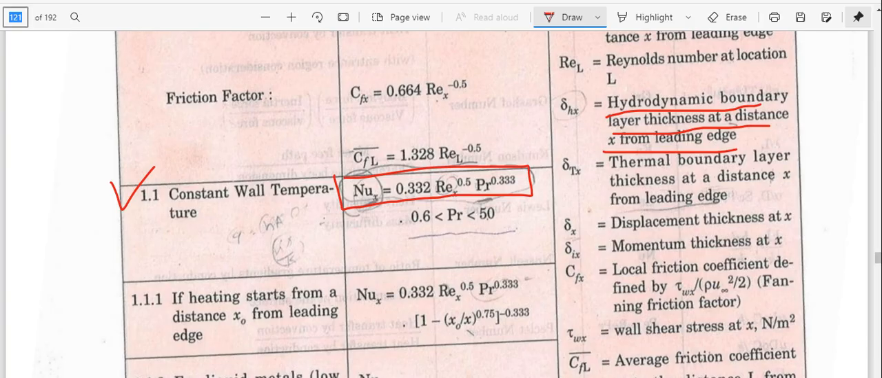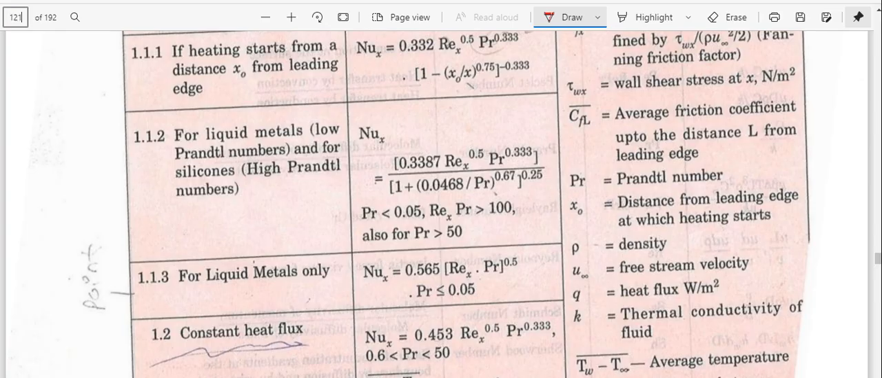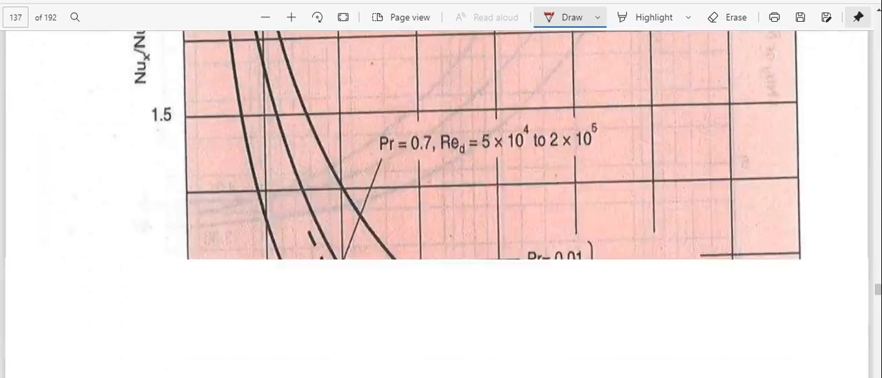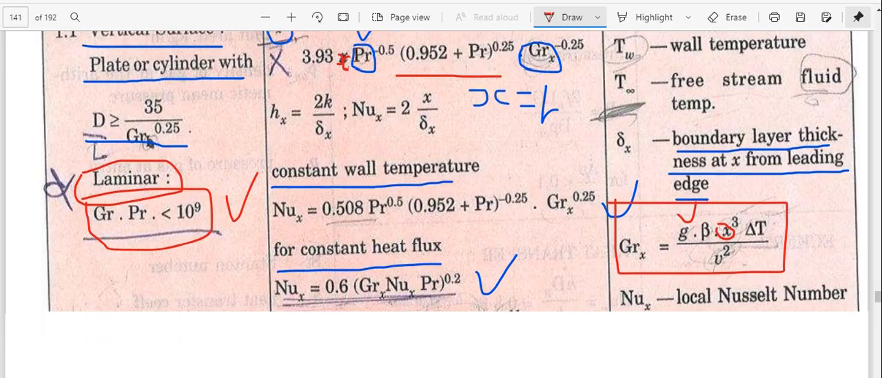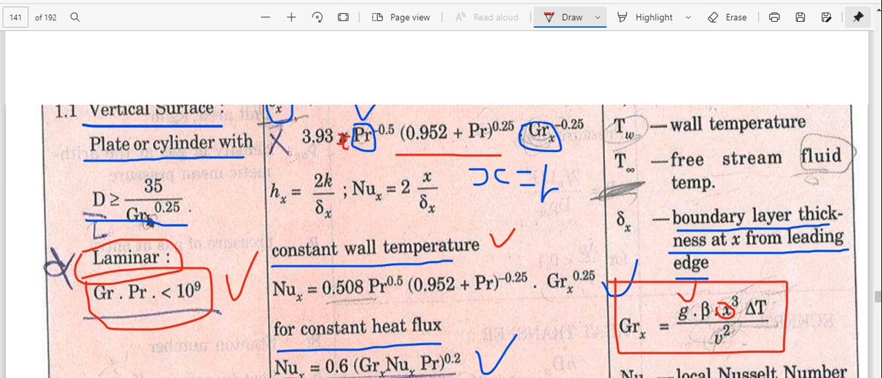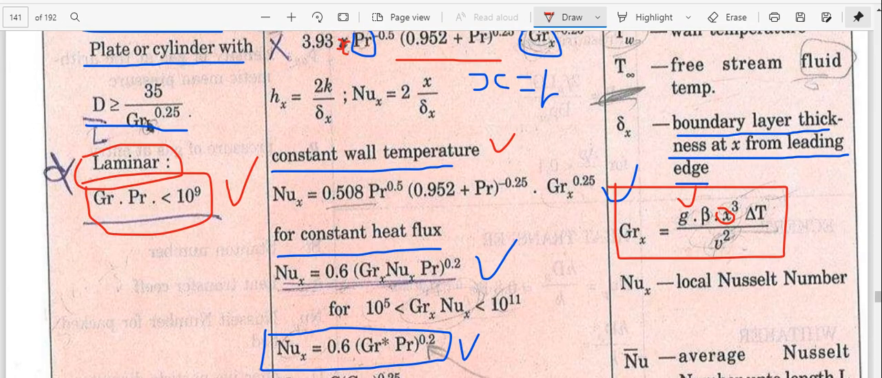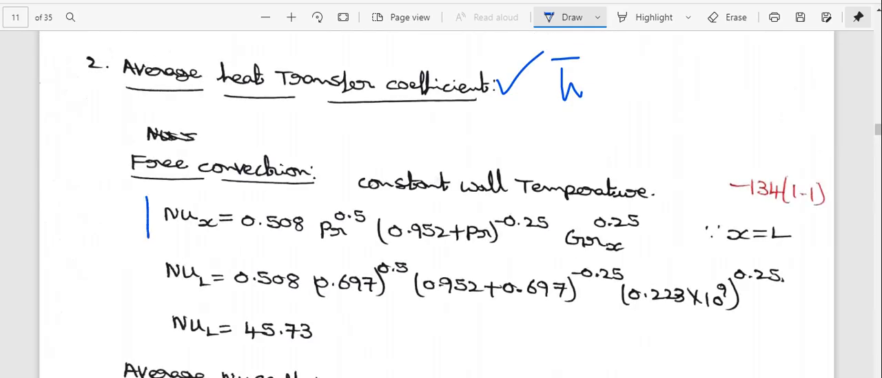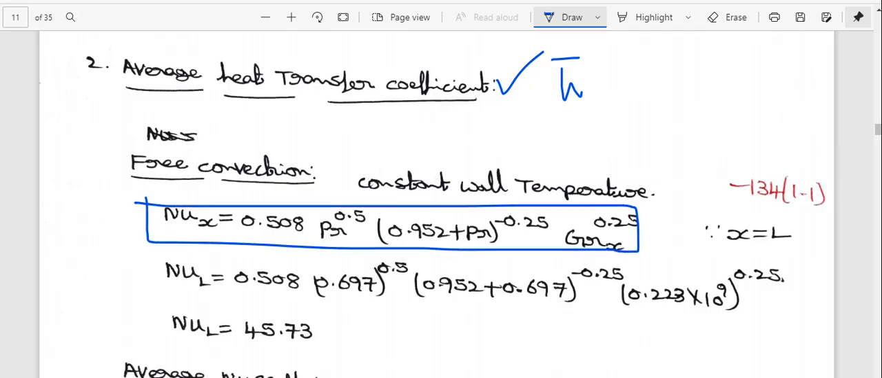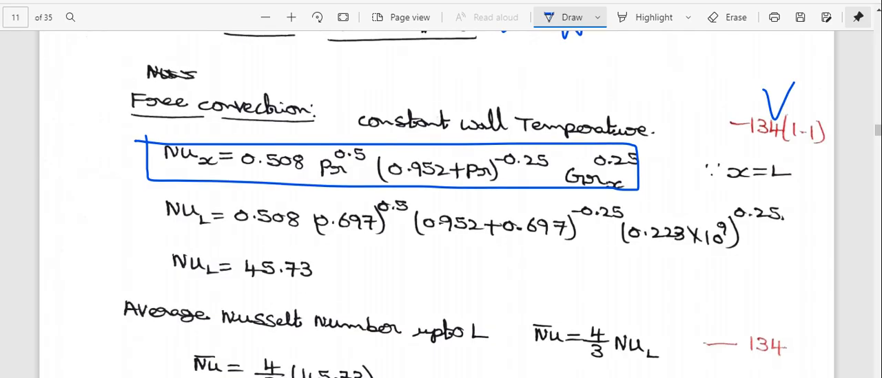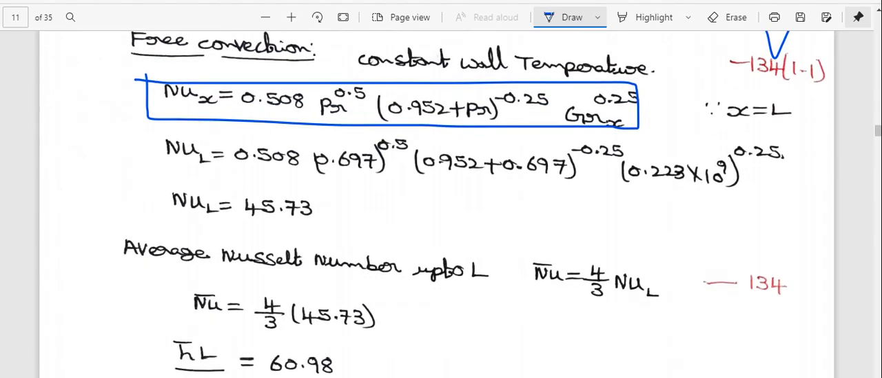Coming to the free convection or natural convection, here in this constant wall temperature, Nux is equal to 0.508. We need to consider this formula from the data book, page number 134, topic 1.1. Here x is also L. We need to substitute the Prandtl number and Grashof number in this equation.